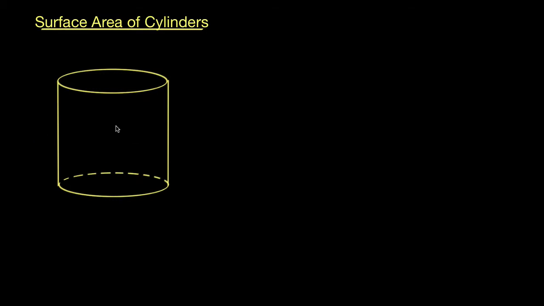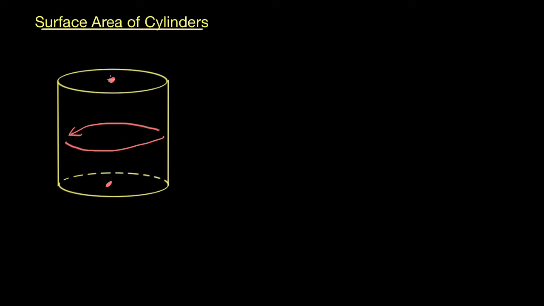So when trying to find the surface area of something, we normally just add together all the outer layers. For this cylinder here, we've got three layers. We've got a circle on the top, we've got another one on the bottom, and we've got this last layer that goes right around the outside.